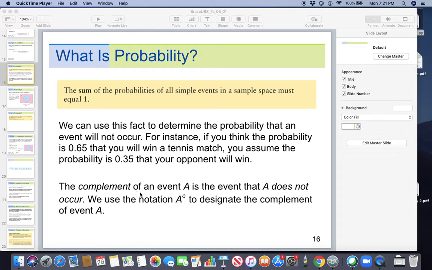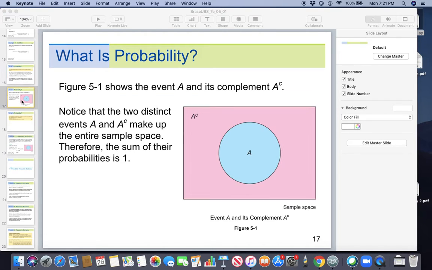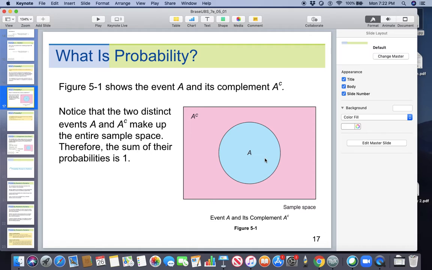So the complement of an event A is the event that A does not occur. Complement is opposite. You see, complement of A is not A, or even A does not occur. We use the notation A super C to designate the complement of event A. Here is what is called a Venn diagram. Now you have event A here and its complement is everything outside.